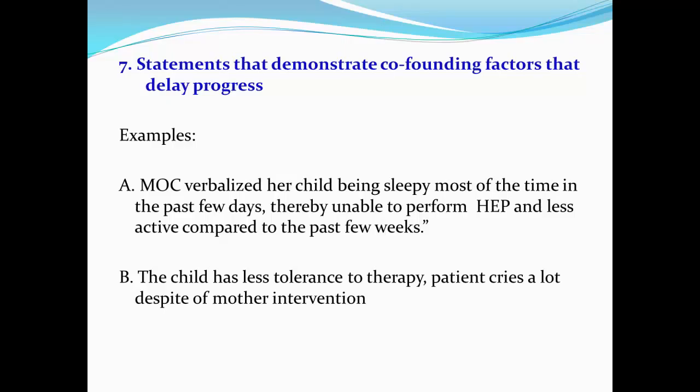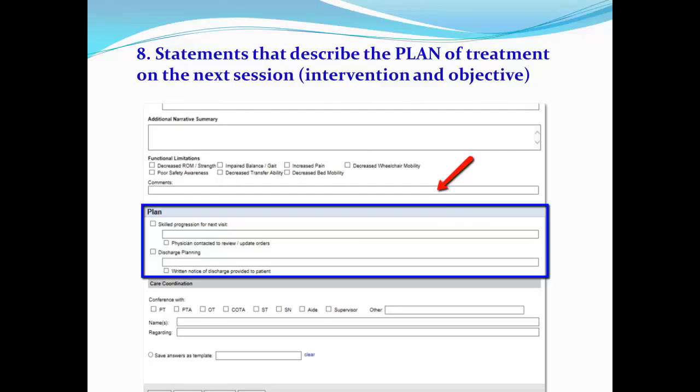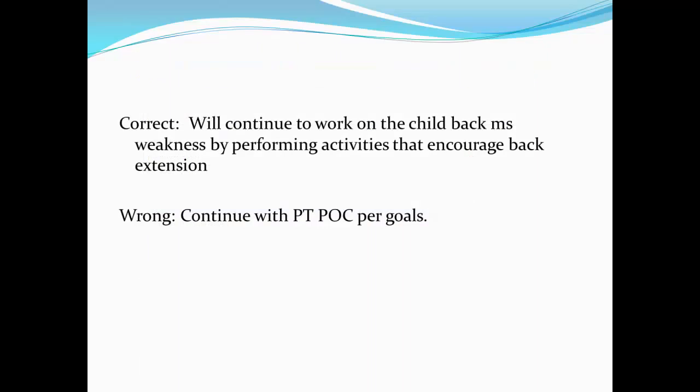B. A child has less tolerance to therapy. Patient cries a lot despite mother's intervention. 8. Statements that describe the plan of treatment for the next session, intervention, and objective. Correct: we'll continue to work on the child's back MS weakness by performing activities that encourage back extension. Wrong: continue with PT POC per goals.